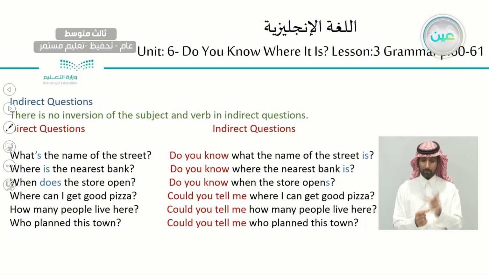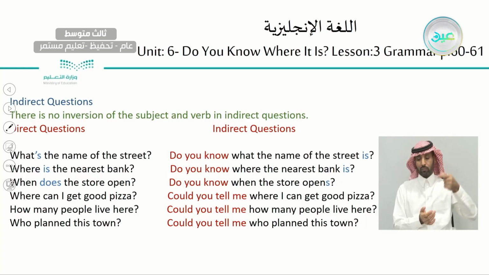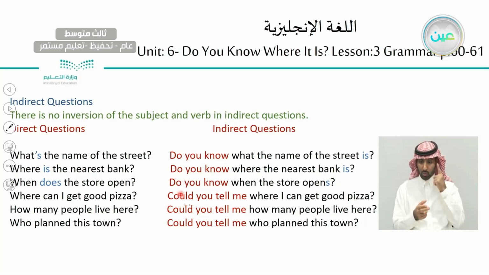With the direct question, we have the WH word, and we have the helping verb here, okay? And with the indirect, we start either with do you know or could you tell me? Do you know or could you tell me? Then we write down the statement. Do we write it down the same? No. We move the helping verb is to the end, like here. What's the name of this? Do you know what the name of the street is?